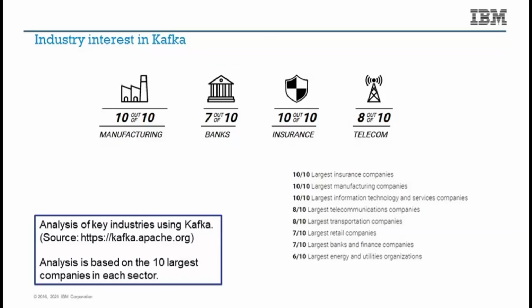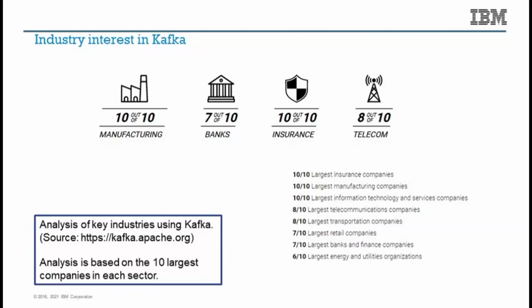And so for this reason, there are some key industries that have been adopting Kafka like mad, especially the larger companies in these industries, right? So this isn't an average of all of the companies in these industries. This is analysis of the 10 largest companies in these sectors, right? So eight of the 10 largest telecom companies are using Kafka. 10 out of the 10 largest insurance companies using Kafka. 10 out of 10 for manufacturing. You see some more silos on the right.